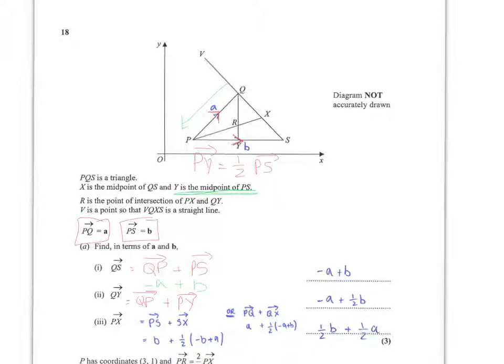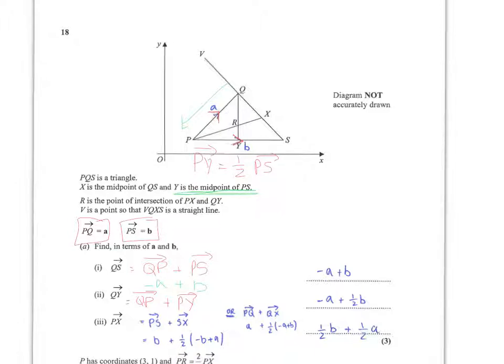P to s is b, so therefore p to y must be half b. So I've got minus a being q to p, plus half b, which is p to y. So q to y is minus a plus a half b.